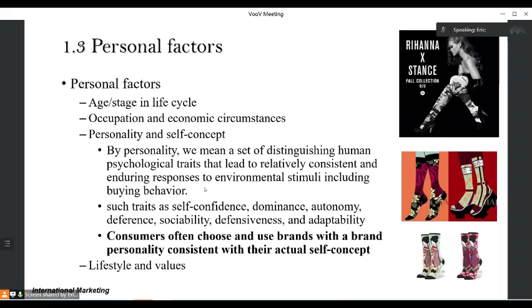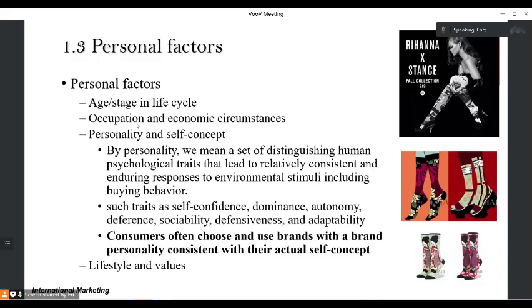The third one is about personal factors. Personal factors are the direct factors influencing our purchase. It's easy to understand, the age. Because of different age, you have different income, so we have different traits, and we will buy different products. It is easy to understand. Occupation.